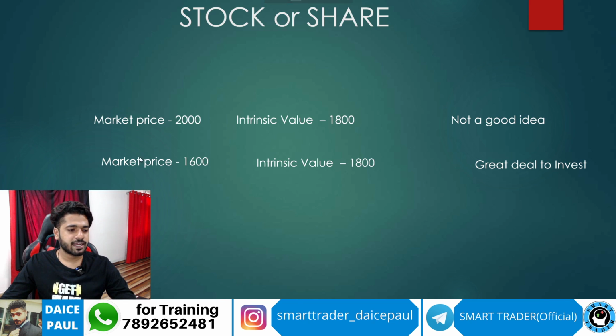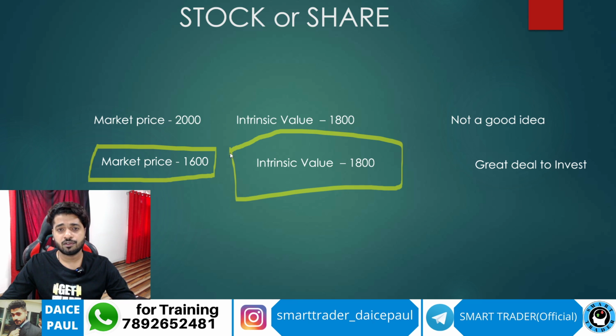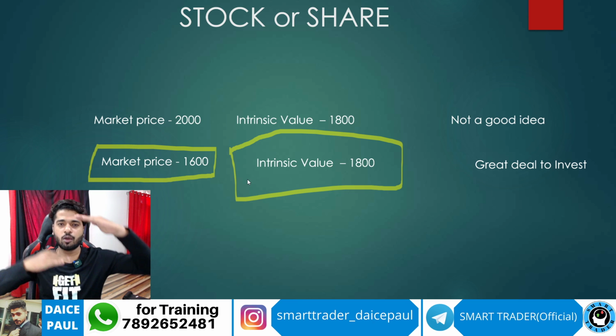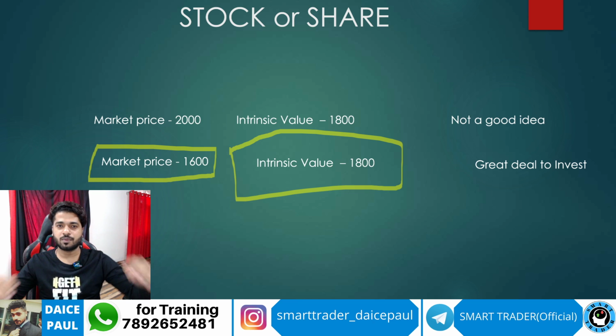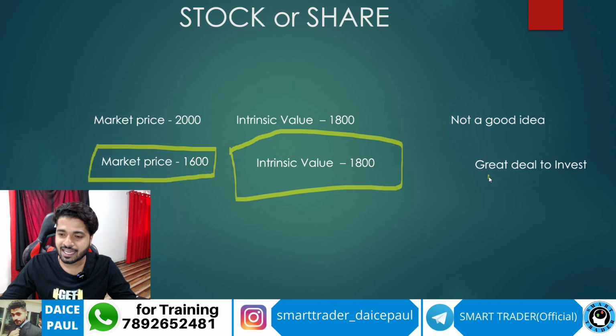So therefore, what I said is, for example, Reliance's market price was here. Let me turn on my highlighter. Okay, so the market price was 1600 and the intrinsic value, the real value of Reliance, was 1800. Then obviously I have 600 points to gain, right? So it's a great deal for me to invest in this particular stock.